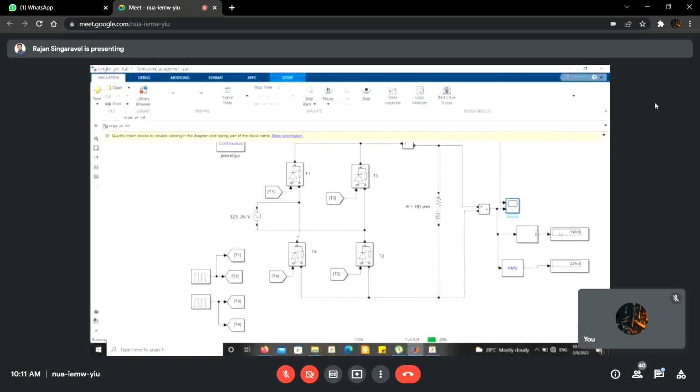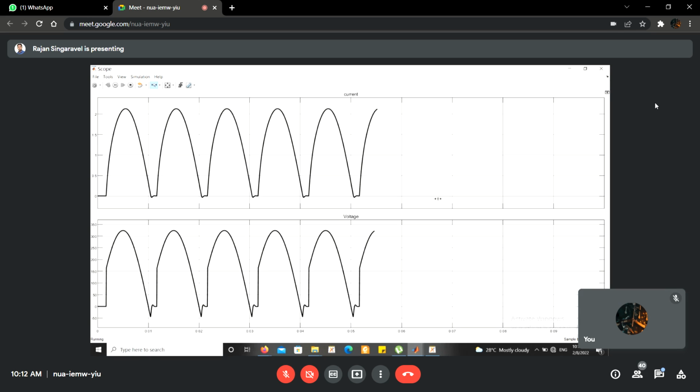If you see the output voltage, the average output voltage is just 190 instead of 196 or something. Instead of 195 or 193 or 192, now we are getting 190 volts. So when you keep on increasing your inductor value, your average voltage will decrease for the same supply voltage and the same firing angle. This is the concept.